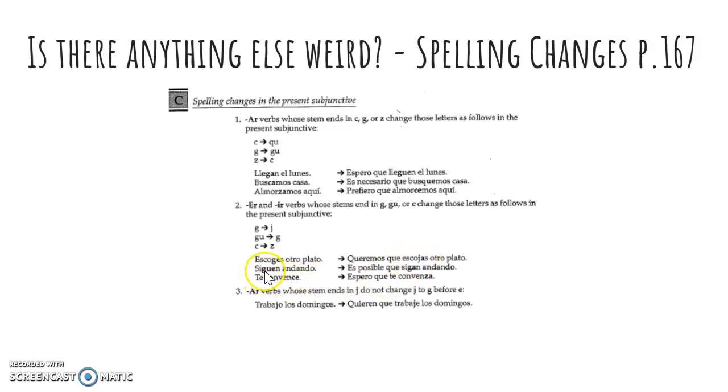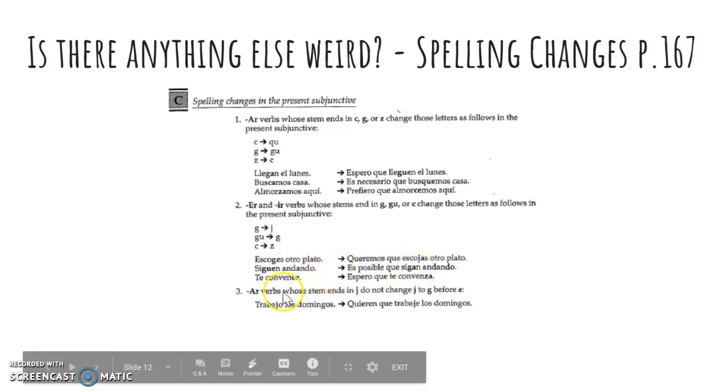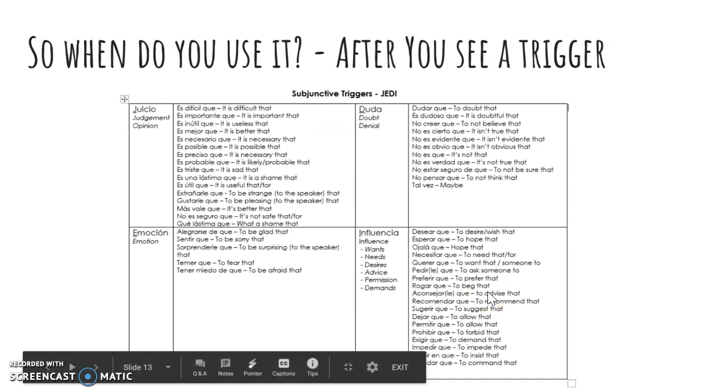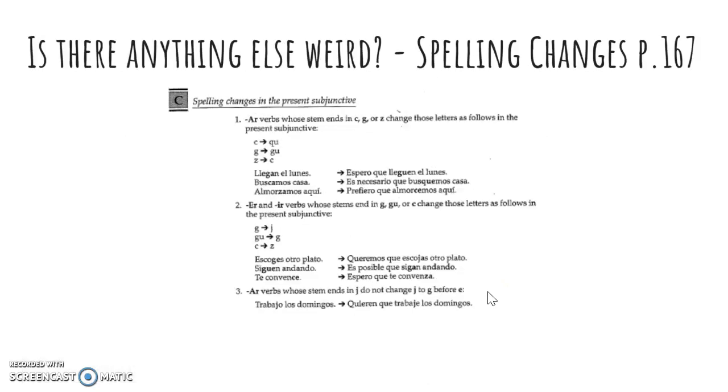Same thing with seguir, right? It has that GU in it, and we want to keep that hard G sound. So we don't need the U anymore. We can just say sigan, right? And then convencer with CER, it becomes convenza when you put the A. Okay? All right. So now you kind of know how it's formed.